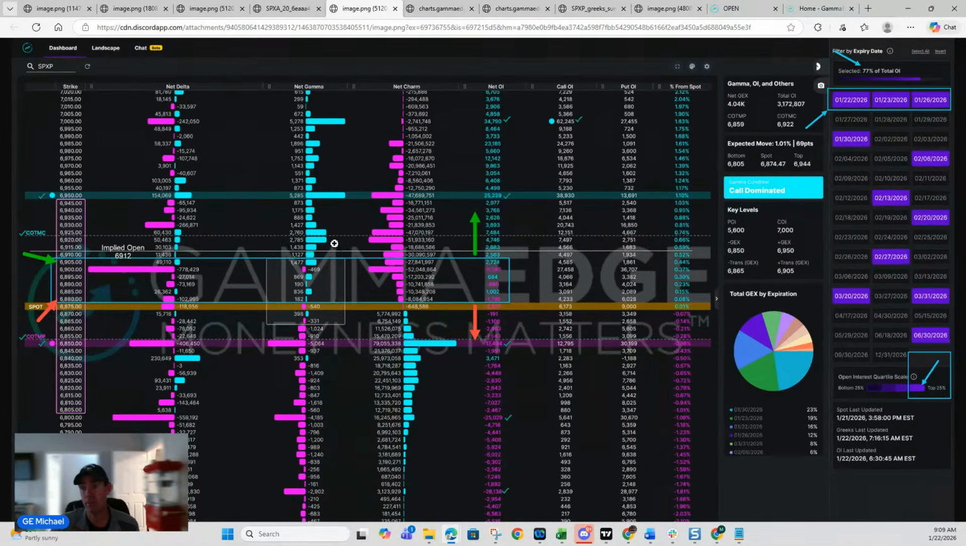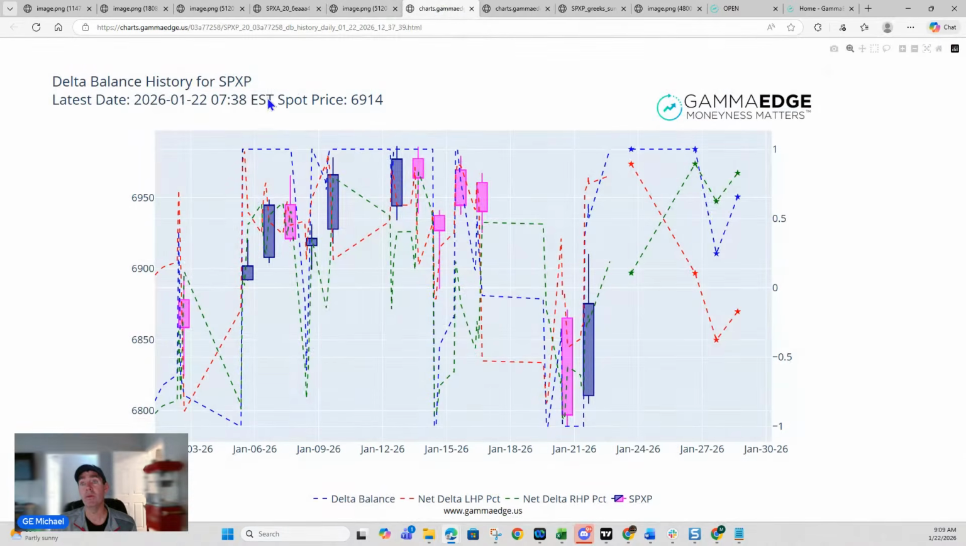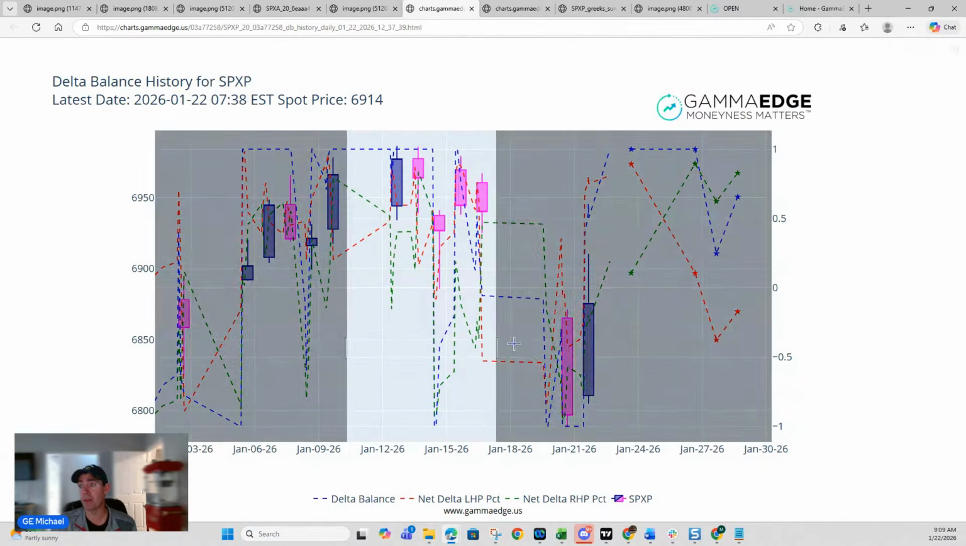And if we're above transition, we give an edge to the bulls. Below transition, we are a little cautionary and give an edge to the bears. All right, moving on to the SPXP delta balance. So we spoke about this yesterday.